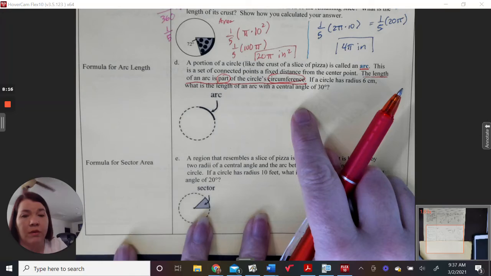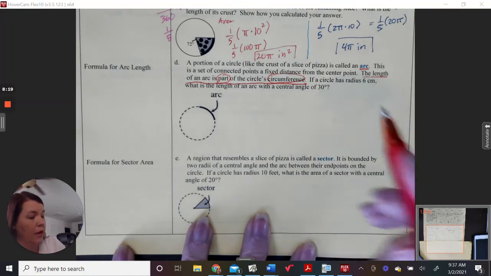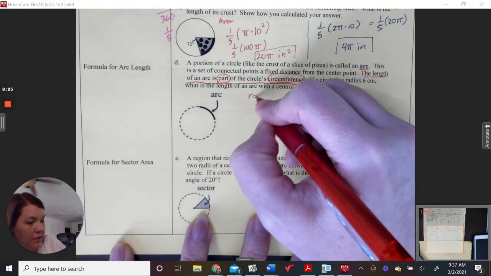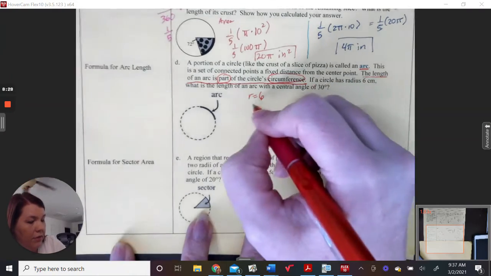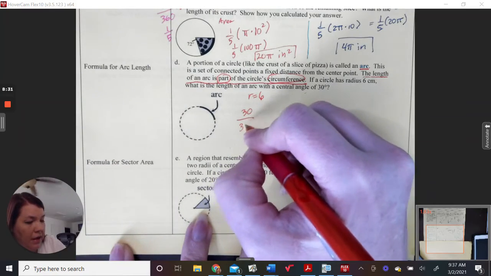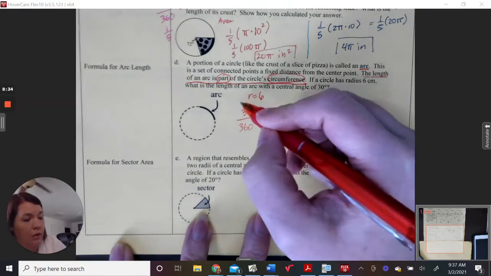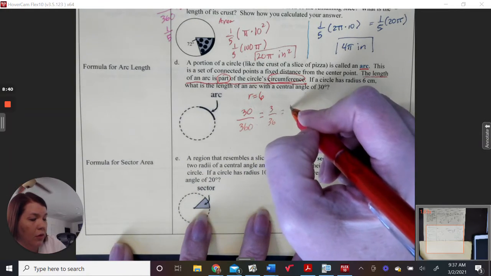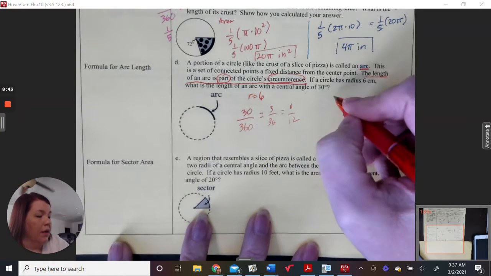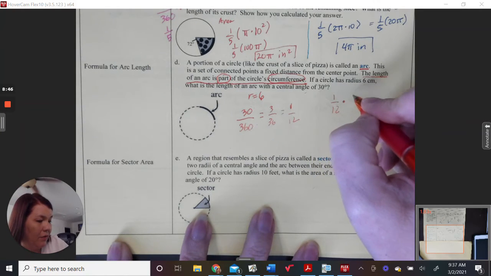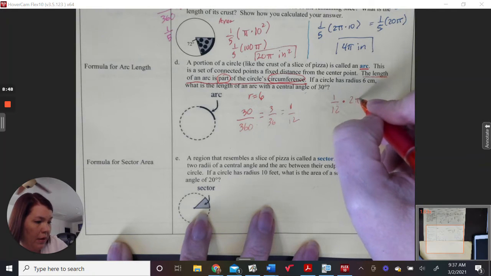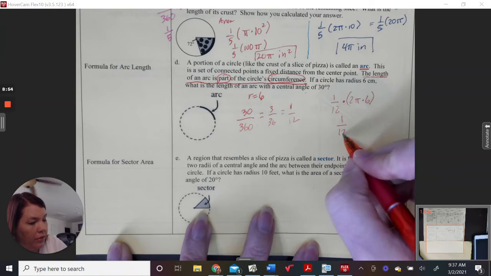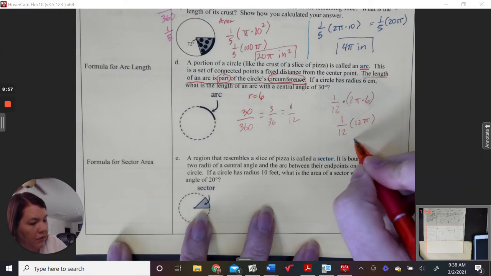Radius of 6, so r is 6. Central angle of 30. How much do I have? 30 over the whole. Part over whole. 30 over 360 is 3 over 36, which is 1 over 12. And so I have 1/12 times the circumference, which is 2 pi times 6. So I end up with 1/12 times 12 pi, which gives me pi centimeters as my arc length, or portion of circumference.